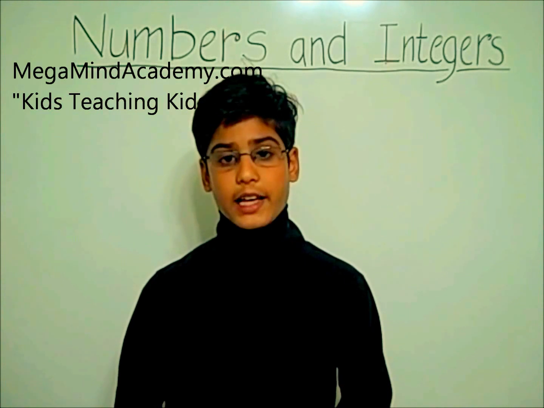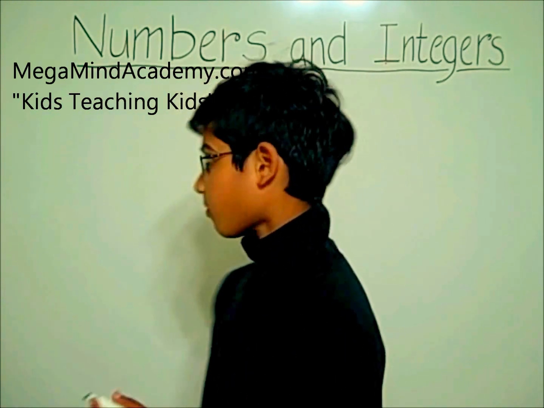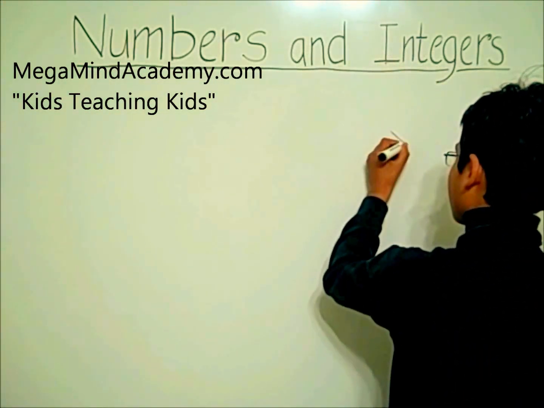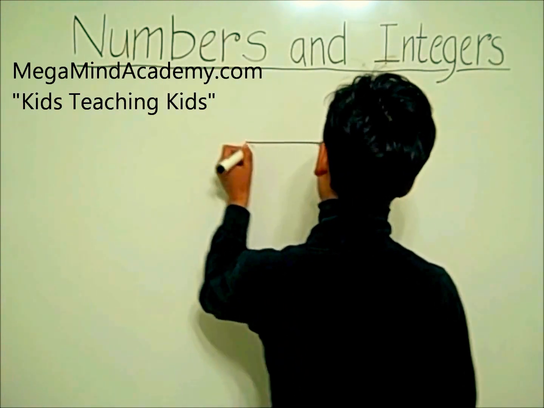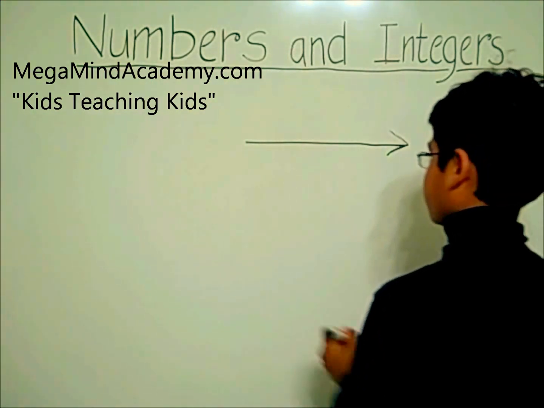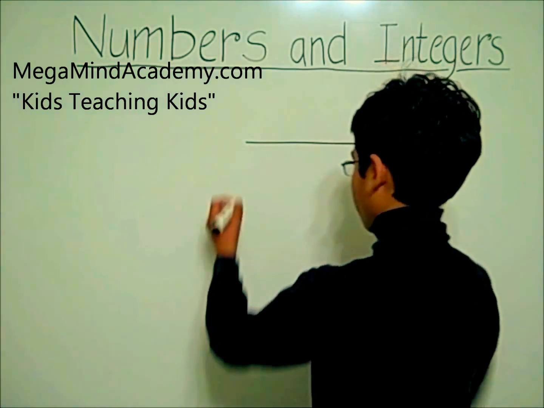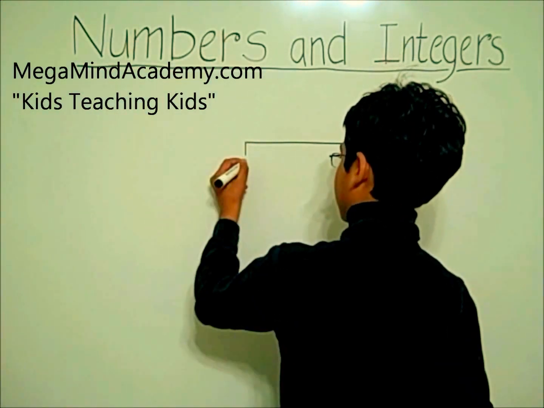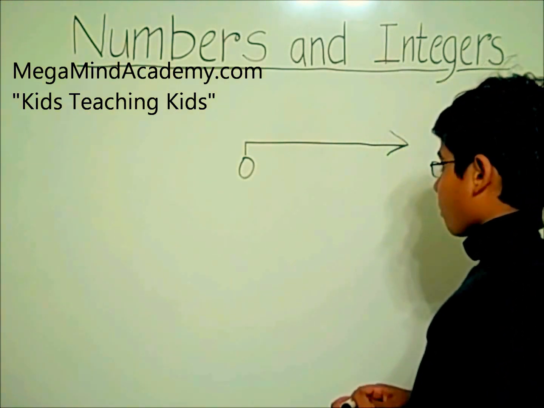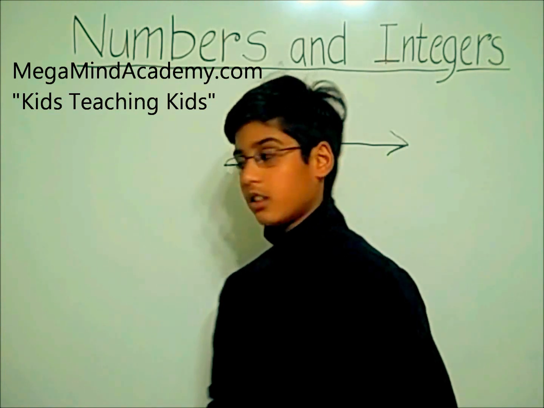Now let's draw a number line that shows whole numbers. This is a number line. Whole numbers start at 0. So we're going to put at the beginning of the line 0. Now let's mark the other numbers on the number line.